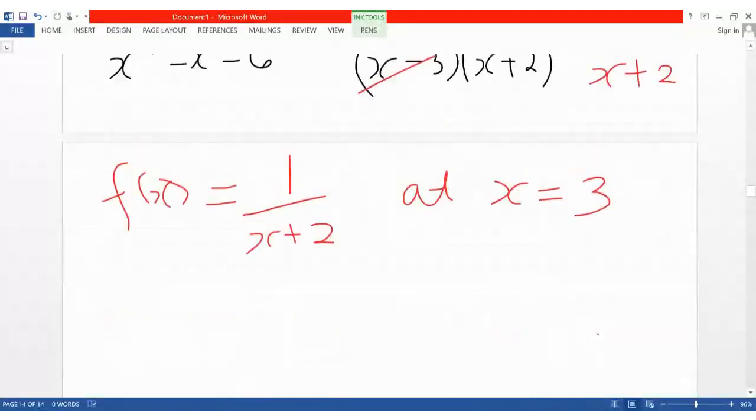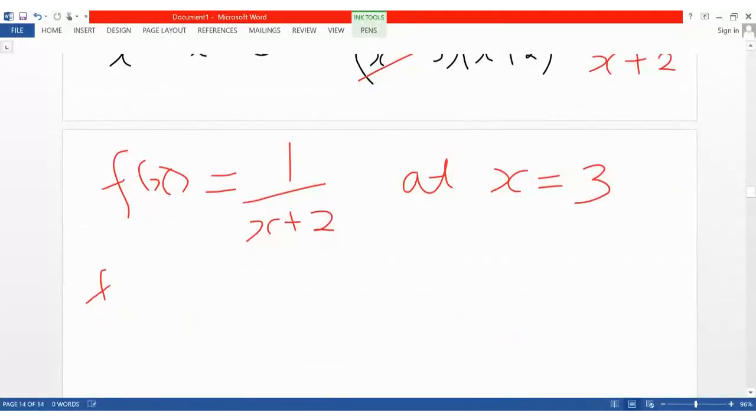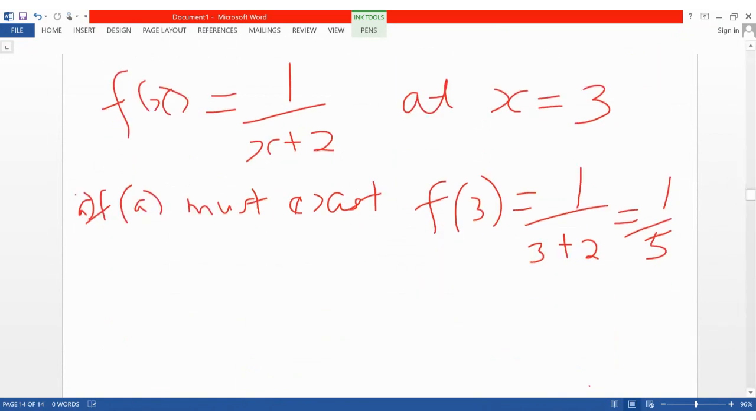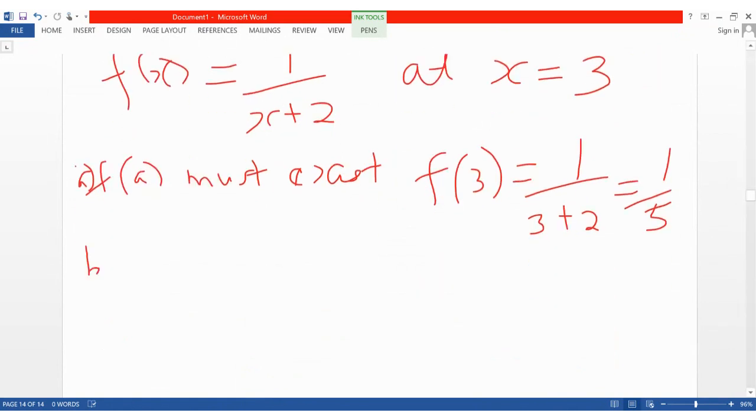So I'll check condition 1: f of a must exist. So you get f of 3. That is 1 all over 3 plus 2, which gives 1 over 5. So you can see we are getting a value. It's no longer undefined. So it's just a matter of factorization. We call them removable discontinuities.